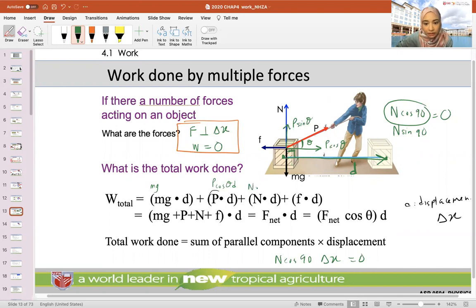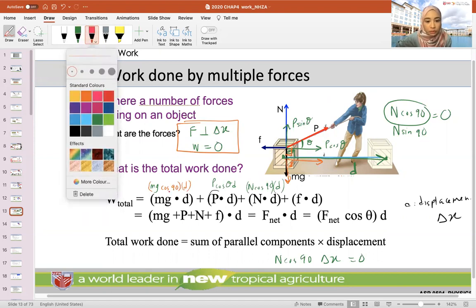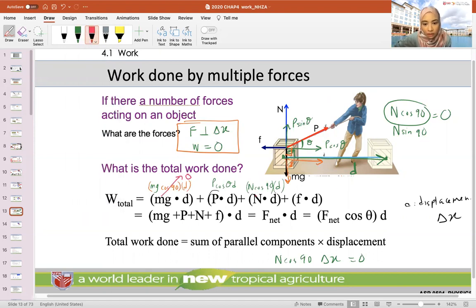So this one, N cosine 90 D, what about mg? mg is also 0, mg cosine 0. Oh, mg is also 0, is that what you're saying? Okay, mg is 0, correct, because it is perpendicular. What is perpendicular? 90 degrees. Our x is this way, our mg is this way. This is 90 degrees, zero. Work done is zero. So mg cosine 90 D becomes zero. What I like to do most is make things become zero.